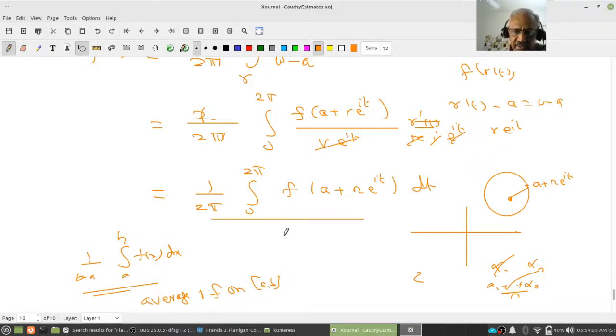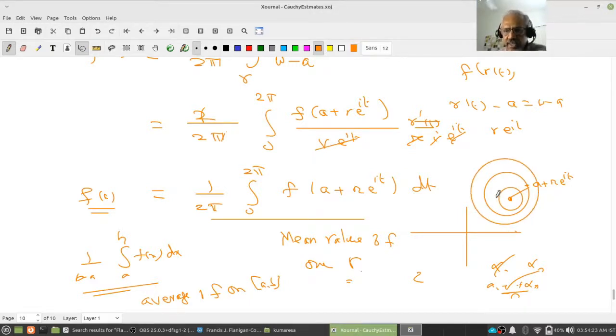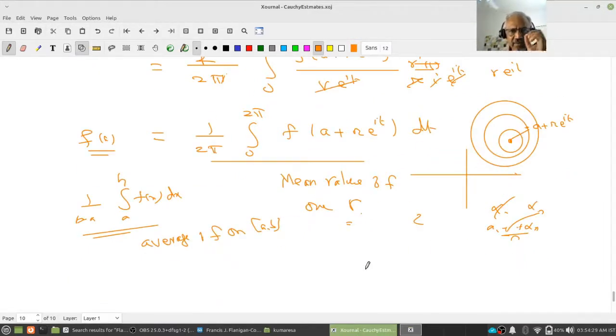Therefore this is the average, or the mean value, of f over the circle gamma. You understand? But that is equal to f(a). So whatever circle I take, as long as it's contained in that region, the mean value will always turn out to be f(a). This is something very surprising. We will see, we will have use for this.